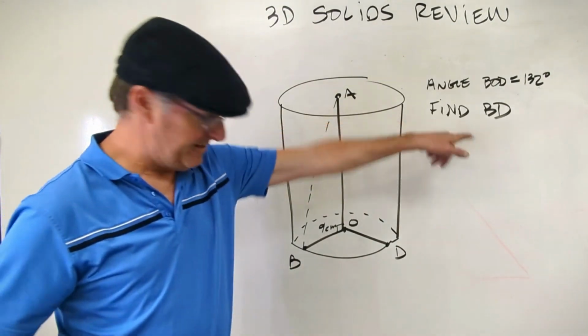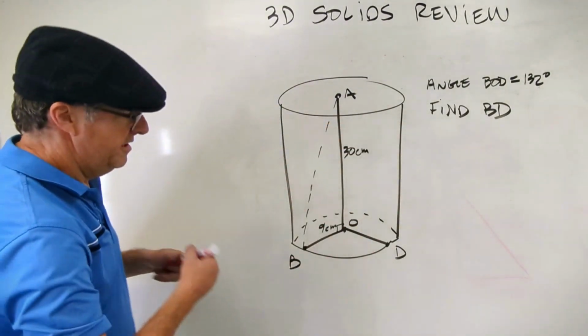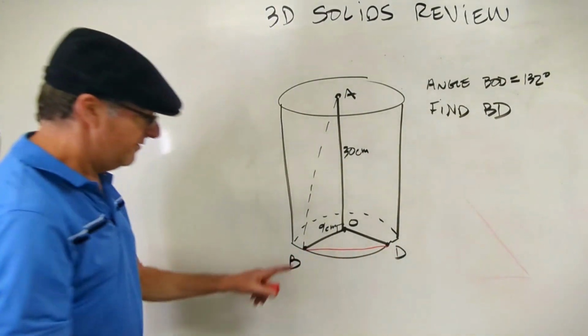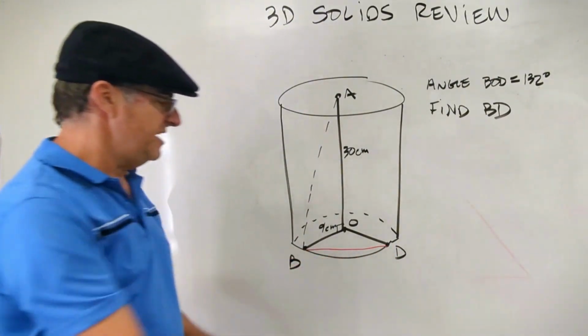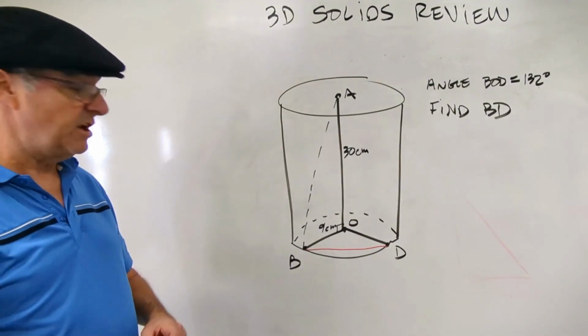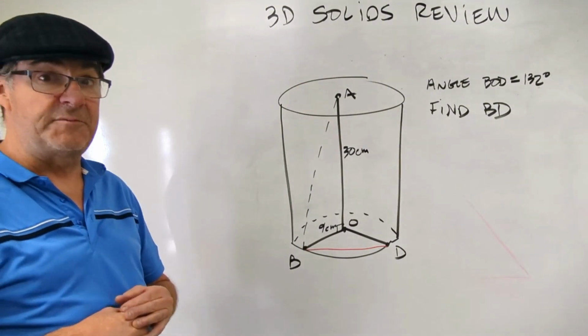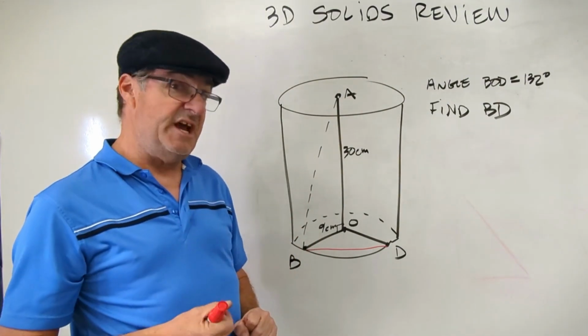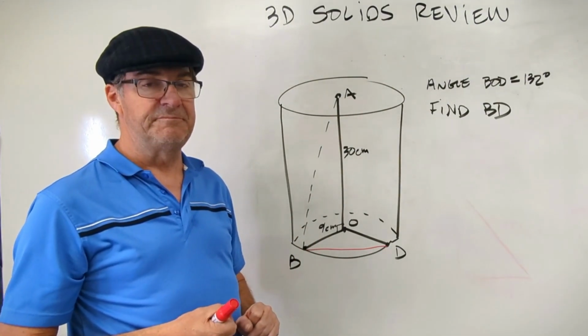Find BD. Okay, I'm going to switch to red here. BD is this line here going across from this point on the edge to this point on the edge. Now, it may seem at first like you just don't have enough information, but you do. So if you're feeling bold, pause the video and see how far you can take this calculation.